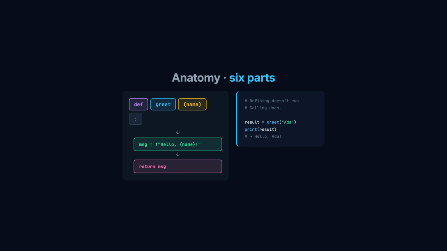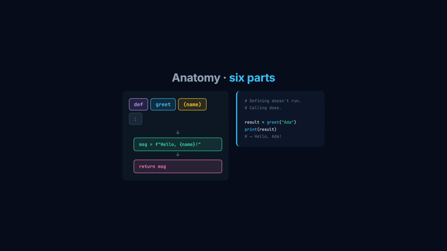Fourth, the colon. Same colon you saw at the end of an if statement in episode 4. Python uses colons to say a block of code follows. Fifth, the body. Indented 4 spaces. Everything that runs when the function is called lives here. In this example, 1 line. msg = f"Hello, {name}!" Sixth, the return statement. return msg. This is what the function hands back when it is done. Think of it as the dish coming out of the kitchen.